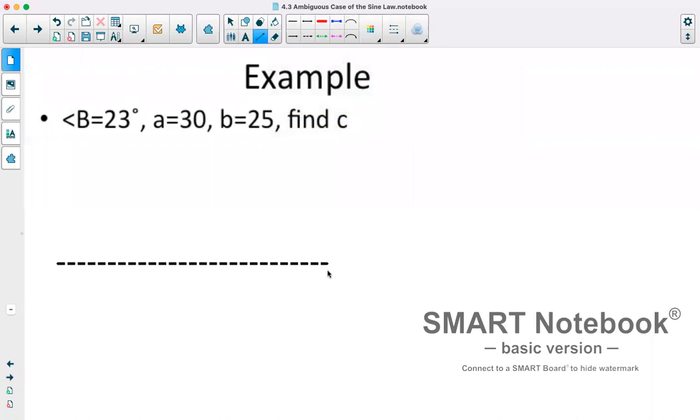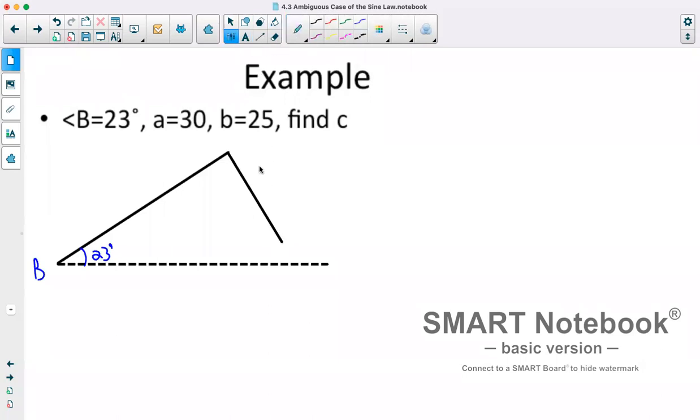So whenever we're doing that, I put my dashed line on the bottom for the side we do not know. Then draw in one side. Mark our angle. So our angle in this case was our B. So that's 23 degrees. Opposite it is side B, which has a length of 25. And here we have side length A, which is 30. And then technically this side here would be C.